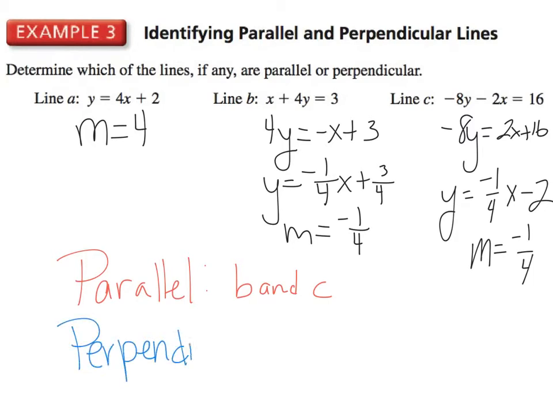Perpendicular. Which lines are perpendicular? We have two. We have A and B, and A and C, because their products are -1.